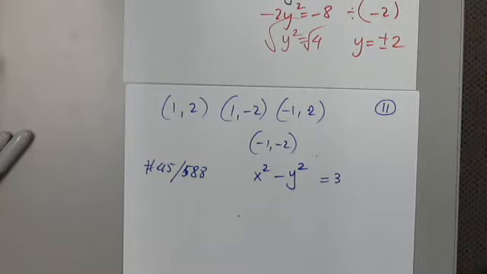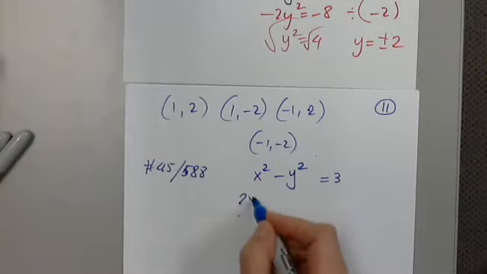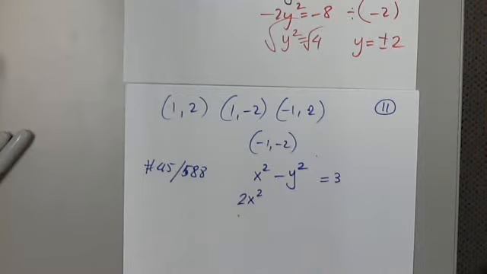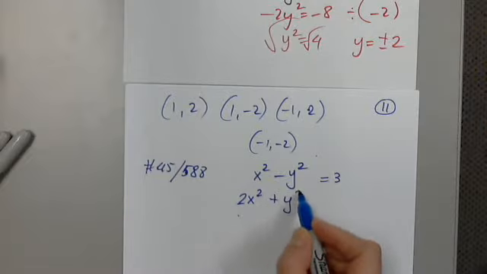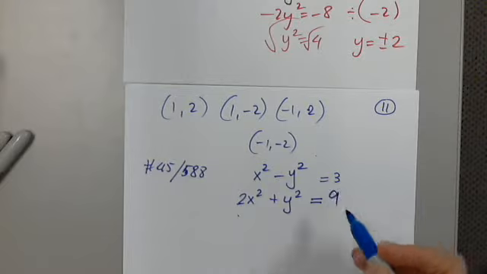The difference of the squares of two numbers is 3. Twice the square of the first. So 2 times x squared minus... Very good. Awesome. Increased by the square of the second number is 9. Find the numbers.